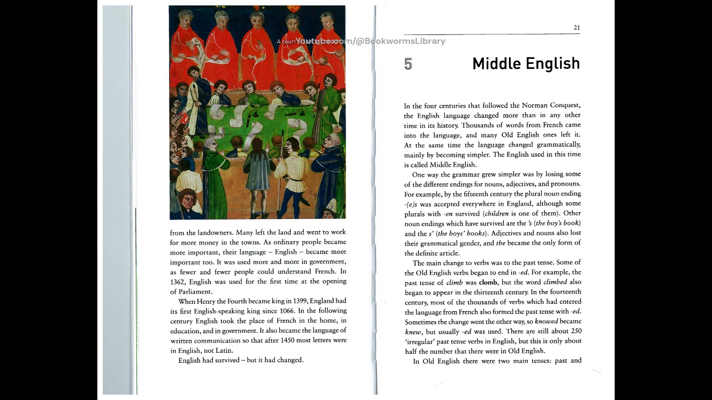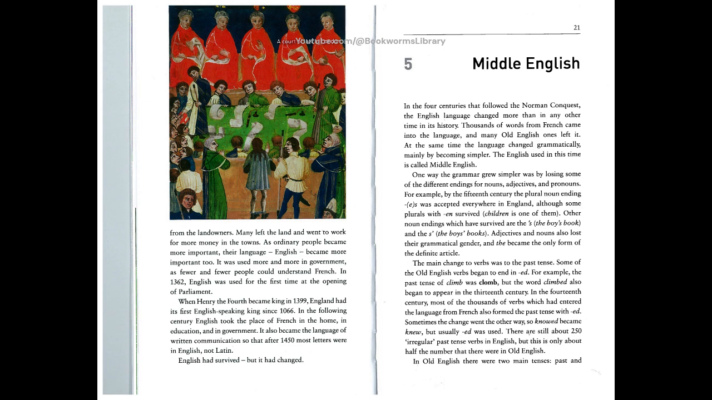One way the grammar grew simpler was by losing some of the different endings for nouns, adjectives, and pronouns. For example, by the 15th century, the plural noun ending -es was accepted everywhere in England, although some plurals with -en survived. Children is one of them. Other noun endings which have survived are the apostrophe s, the boy's book, and the s apostrophe, the boys' books. Adjectives and nouns also lost their grammatical gender, and 'the' became the only form of the definite article.